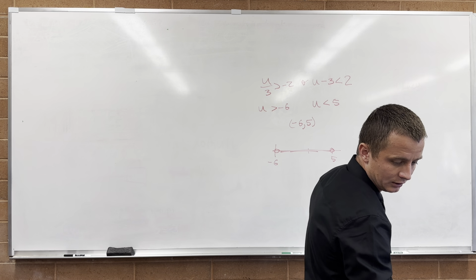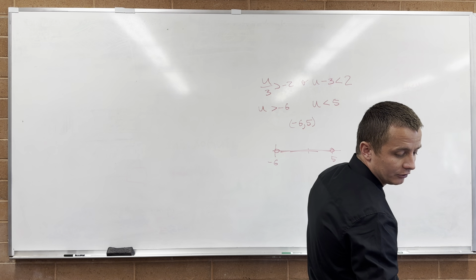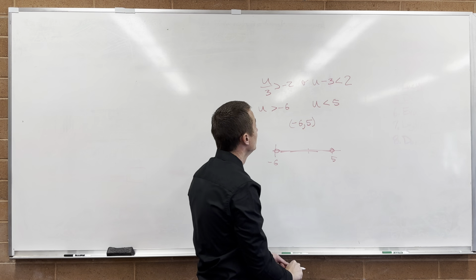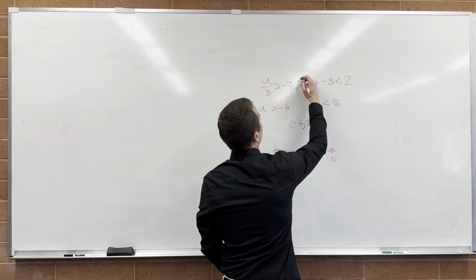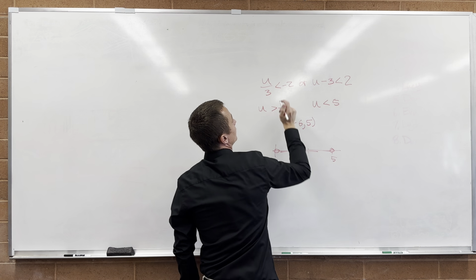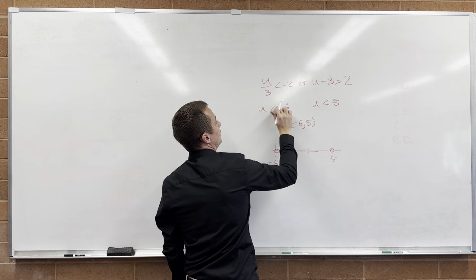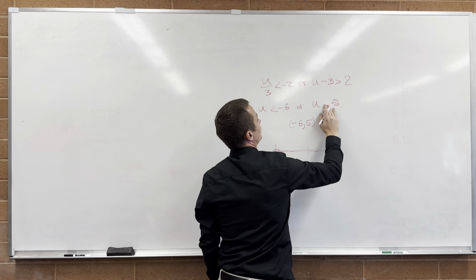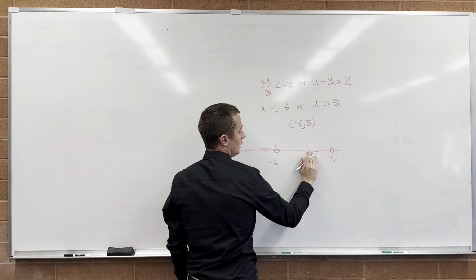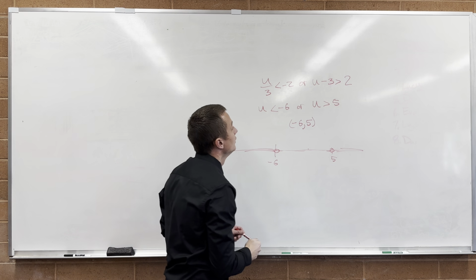Good? Yeah, okay. What if it was an or though? So an or wouldn't make sense in this context because it's combining the two together. So if it were an or, that would only make sense if this was saying that is like that and this is like that. So then that would be saying u is less than -6 or u is greater than 5. And in that case, it would be everything over here, not the middle, and then everything over here. Okay.